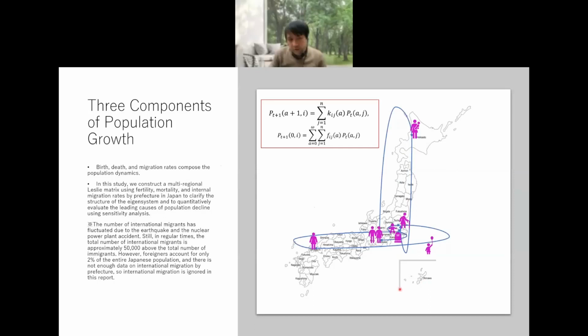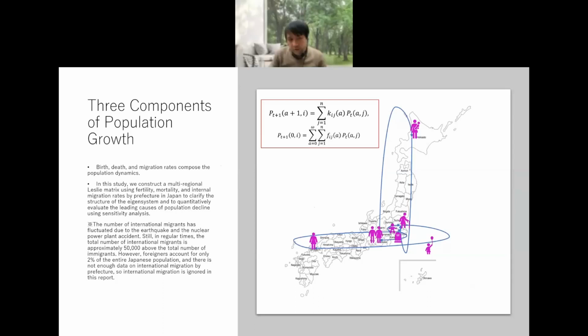The three components of population growth, birth, death, and migration rates, compose the population dynamics. In this study, we construct a multi-regional Leslie matrix using fertility, mortality, and internal migration rates by prefecture in Japan, to clarify the structure of the eigensystem and to quantitatively evaluate the leading causes of population decline using sensitivity analysis.